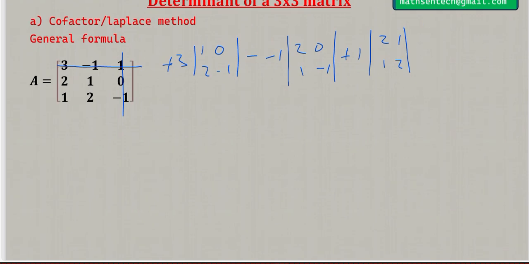Good. So the next thing I said, once you're done with that, is getting the determinants of those matrices that have been formed. So 3 multiplied by the determinant of that submatrix there, which will of course be 1 times -1, which is -1, minus 2 times 0, which is 0. So this would be -1.